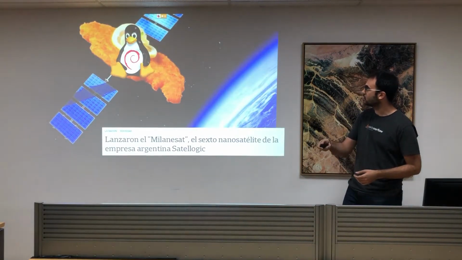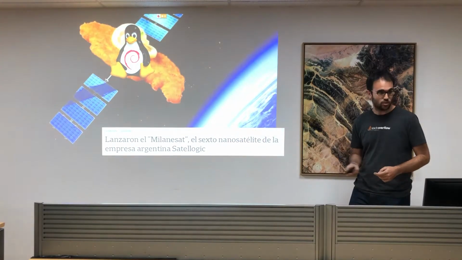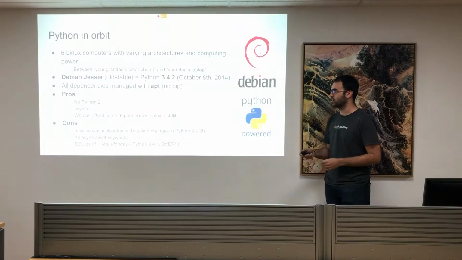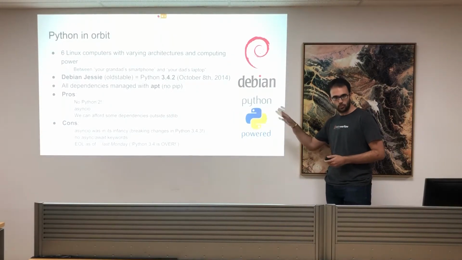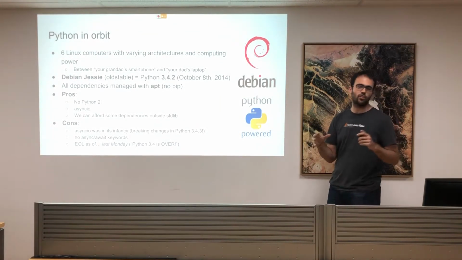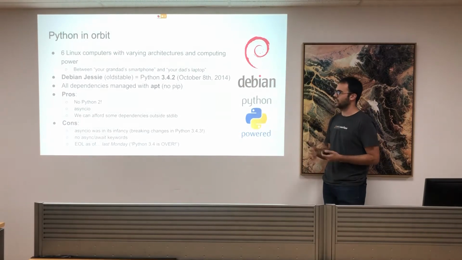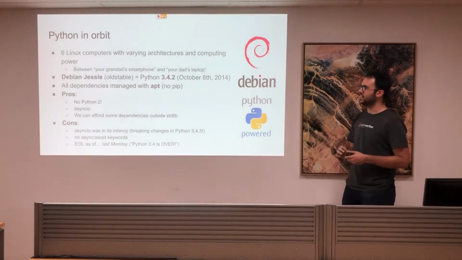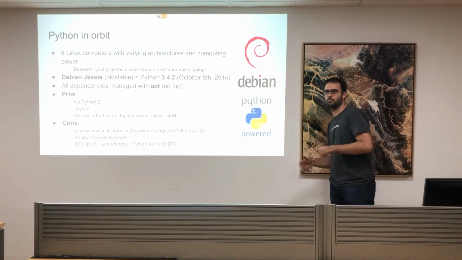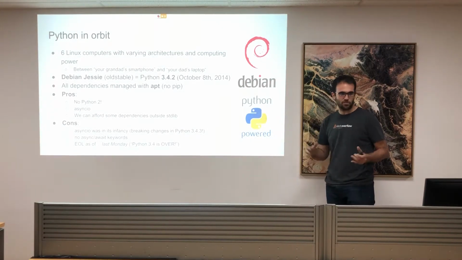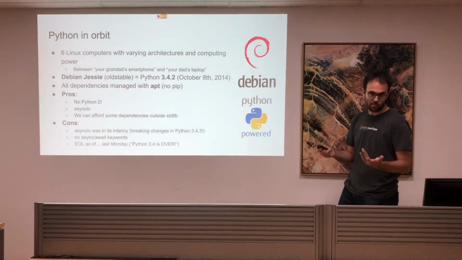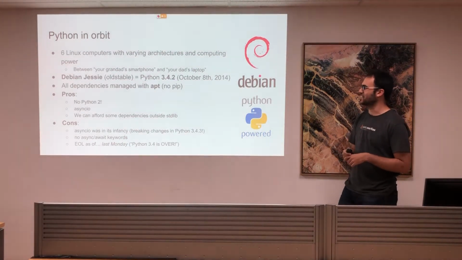And apparently it turns out that there's Linux running in orbit in our satellites, and that these Linux machines run Python actually. So to give some more detail about what we're doing, we have like 6 Linux computers on board with varying degrees of computing power and architectures, etc. I cannot give much details about them, but basically they go between your grandma's smartphone and your dad's laptop, more or less. That's the range of computer power that we have in orbit. So it's not super, we cannot do Bitcoin mining in space, not especially.